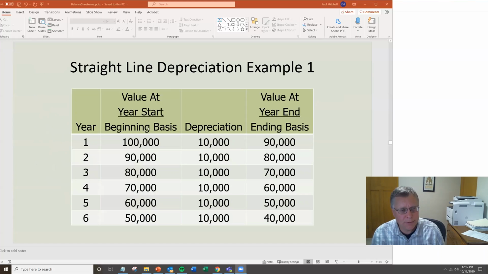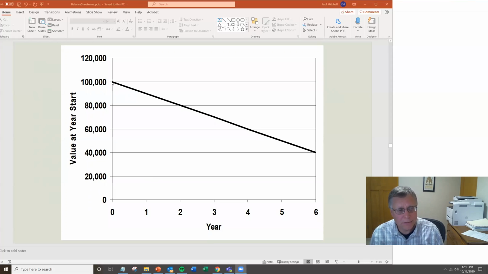So here's an example. You started out at $100,000, take $10,000 depreciation. At the end, it's $90,000. This 90 shows up as the beginning value at the beginning of the year again, and you do another 10,000. You see it just goes click, click, click, click, down 10,000 a year. Depreciation is always the same. It's fixed. And then these always come back and forth. The 90 from here goes over here to 90 at the beginning. The 80 at the end becomes the 80 at the beginning of the year, et cetera. And you draw a line. It goes from 100,000 down to 40,000 in a straight line over those 6 years.